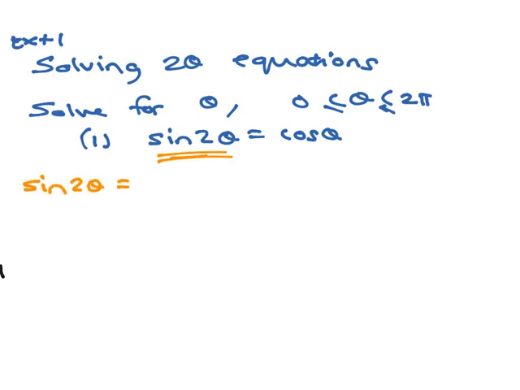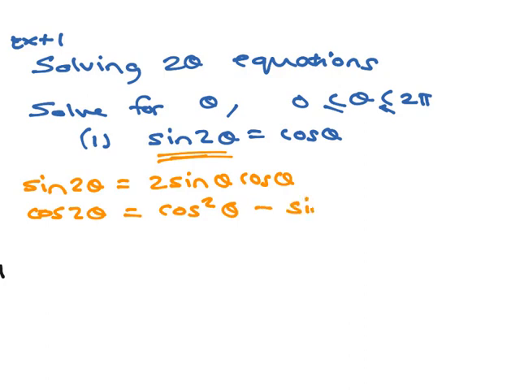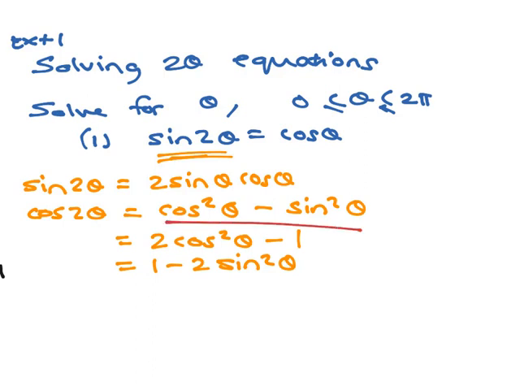The sine 2 theta rule is 2 sine theta cos theta. If you've got cos 2 theta, it's cos squared theta minus sine squared theta. But if you want something in terms of cos squared, it's 2 cos squared theta minus 1. Or in terms of sine squared, it's 1 minus 2 sine squared theta. Both of those are derived from this one.